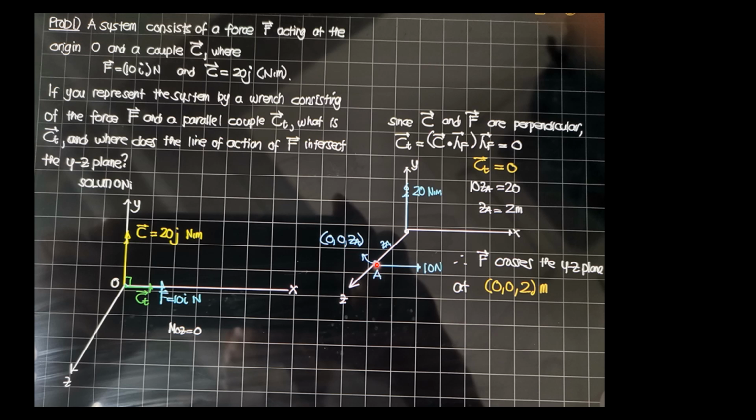To solve this z sub A, the moment of this force about the y-axis is 10 times this moment arm, that's positive z sub A, and we equate it to C, the resultant couple, which is also the normal component, equal to 20. So z sub A therefore is 2 meters. So we say that F crosses the YZ plane at the point 0, 0, 2 meters. So that's it for this example.